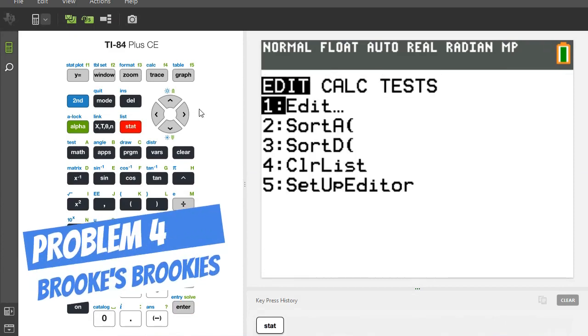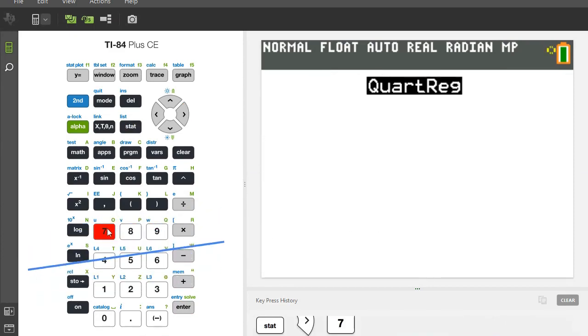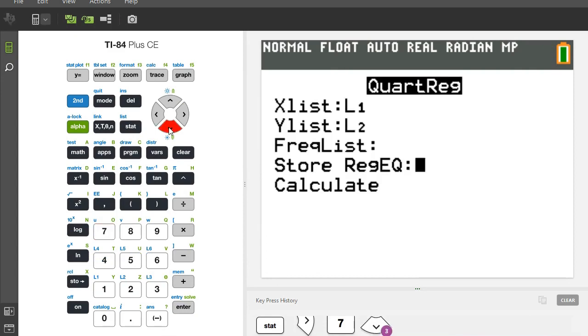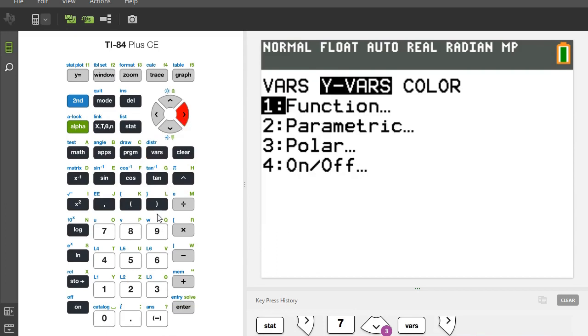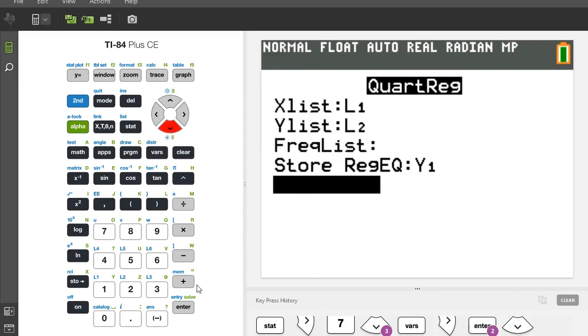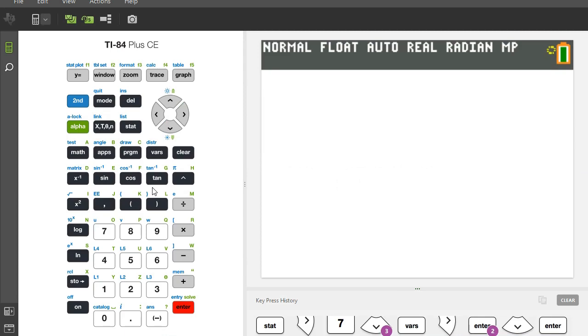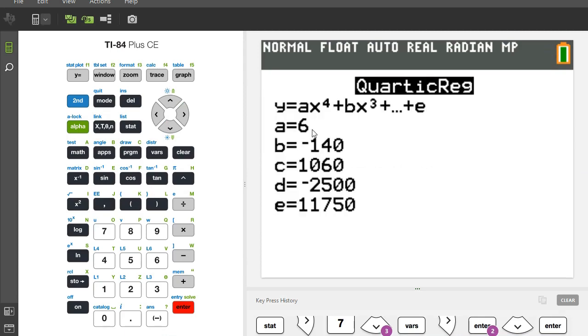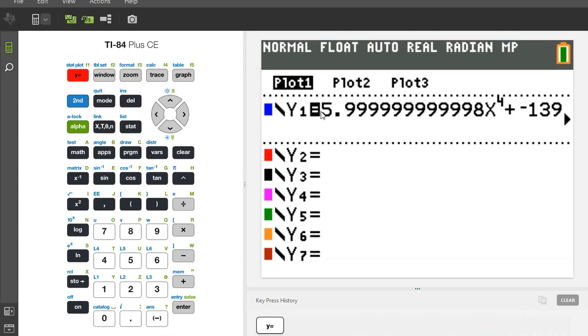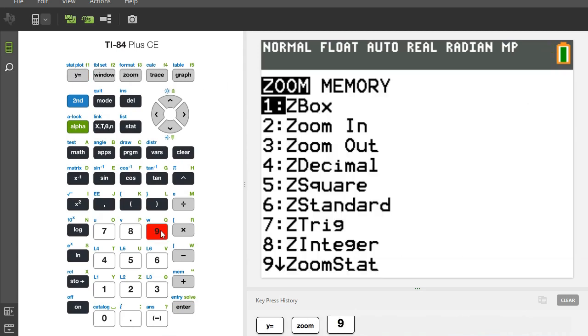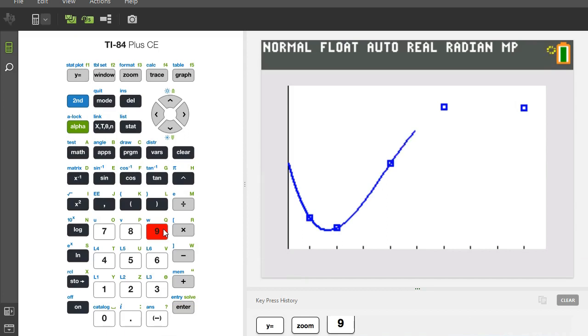For the Brookie problem, so stat, quartic regression, since it's asking for a quartic model, notice that this will end up perfectly matching up because it's exactly the amount of data points for the quartic model. I'm going to save this as my y1. Then I'm going to calculate. And I get 6x to the fourth minus 140x cubed plus 1060x squared minus 2500x plus 11750. So I make sure my stat plot's on, so I'll zoom stat and see if it gives me everything I need.